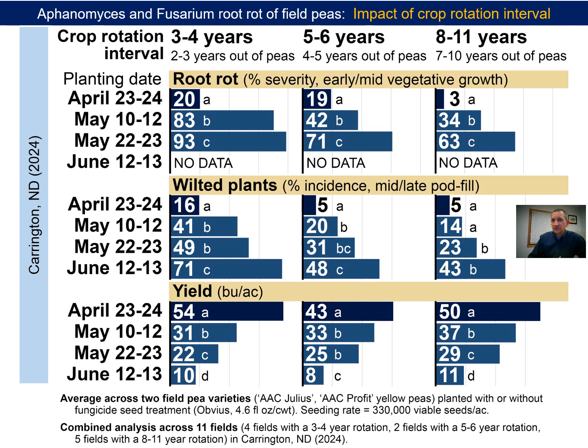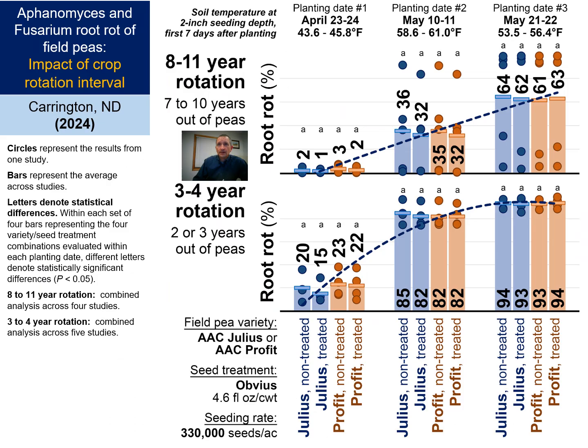Here are the same results again, but now without any reduced color, just if you want to look at it in greater detail. Looking at root rot severity, what you see here is a scatter plot that shows the results from individual studies. It shows you the consistency of the results. Then you see a bar graph that gives you the average across those studies. We have 3 planting dates, and within each of these you can see the performance of the variety with and without a seed treatment.